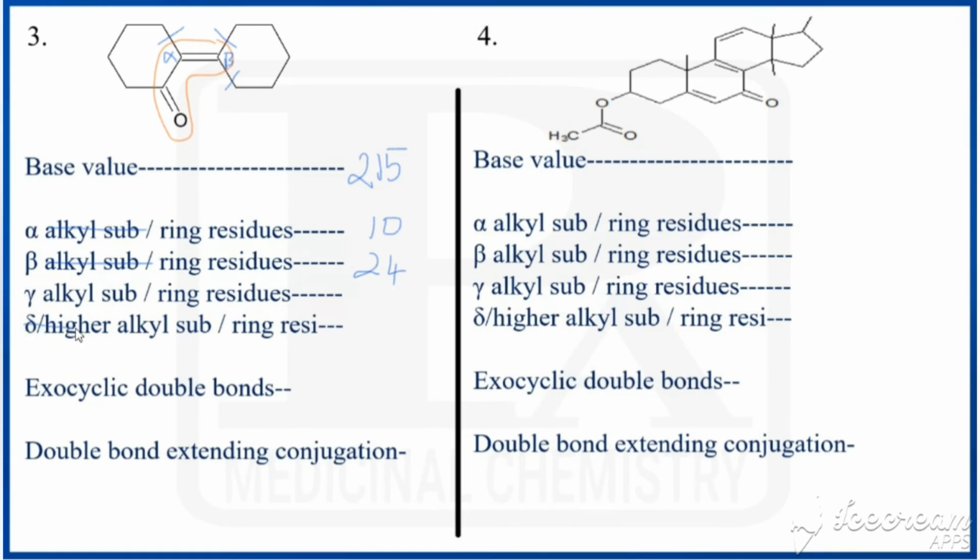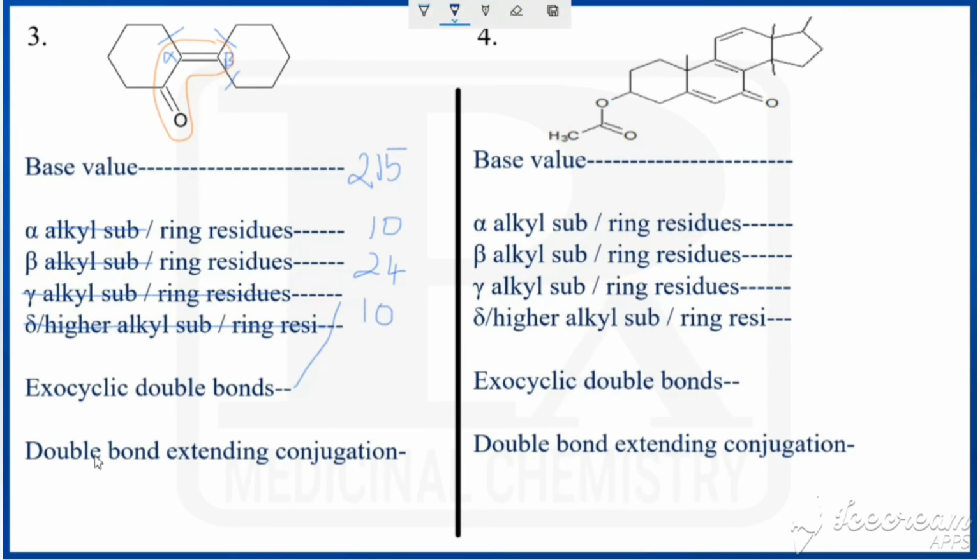Now we have to find the exocyclic double bond. It is not having gamma or delta ring residues. It is having only one double bond now. Okay, now we have to find the exocyclic double bond. It is having only one double bond that is acting as exocyclic to both the rings. That's why we have to add 10, because for one exocyclic double bond we have to add 5. This double bond is exocyclic to both the rings, that's why we have to add 10.